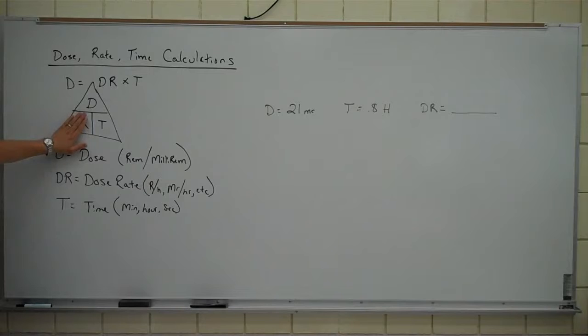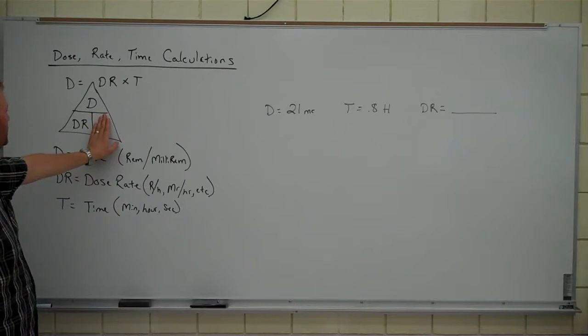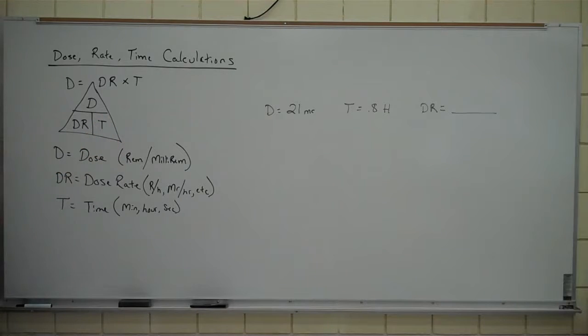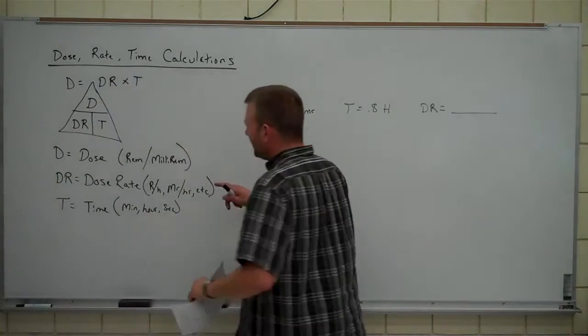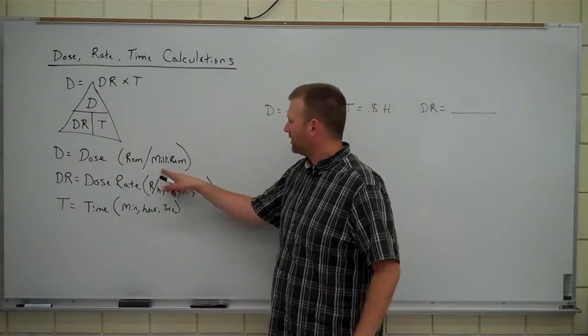If you want dose rate, cover it up, it'd be dose divided by time. If you wanted time, cover it up, it'd be dose divided by dose rate. So, here's everything down here. We've got D being dose. We're going to call that rem or millirem.